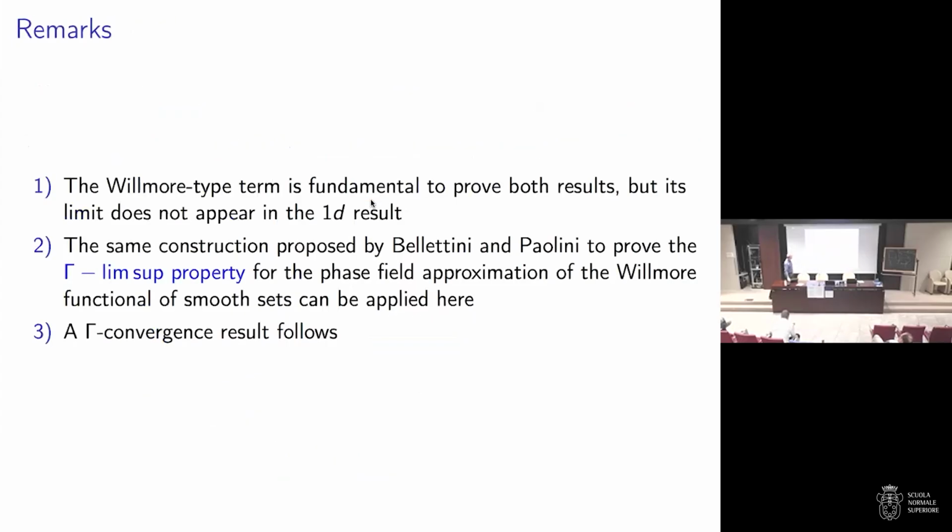Okay, fine. So a few remarks before stopping. Sorry, I'm a bit long. The Willmore type term is fundamental to prove both results, but its limit does not appear in the 1D result. The same construction proposed by Bellettini and Paolini to prove the gamma-limsup property for the phase field approximation of the Willmore functional of smooth sets can be applied here. And a gamma convergence result follows.